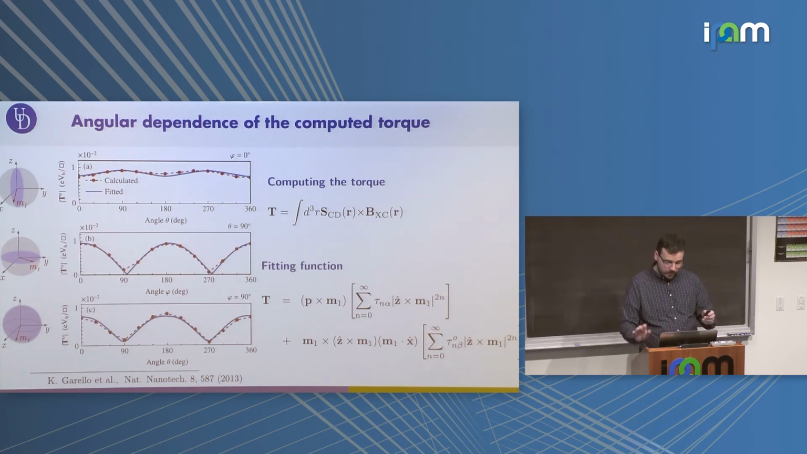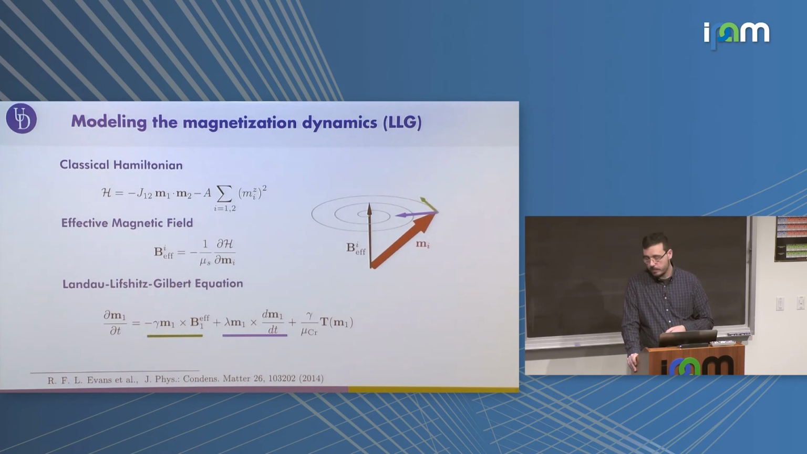So once we fit the torque, we can actually perform the magnetization dynamics simulation. So we modeled the whole system very simply. Instead of looking at the actual lattice of magnetic moments, we modeled the first layer as a single magnetic moment and the second layer as another magnetic moment. And then the Hamiltonian in this case is very simple. We have just Heisenberg exchange coupling between these 2 moments, M1 and M2.